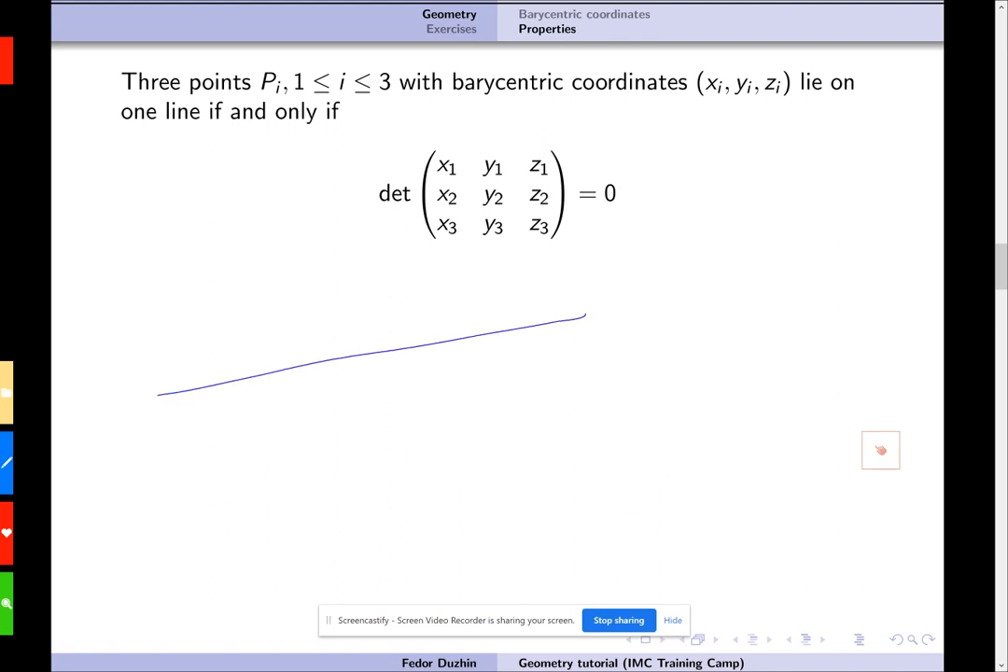So if we have a line and there are 3 points, then this happens if and only if the determinant of the corresponding matrix of barycentric coordinates is 0. Notice that if we multiply every row of this matrix by the same number, the property that the determinant is 0 does not change. It's still going to be 0. So in order to verify this, we don't have to compute barycentric coordinates precisely. We can compute them up to proportionality. So we don't have to normalize them.